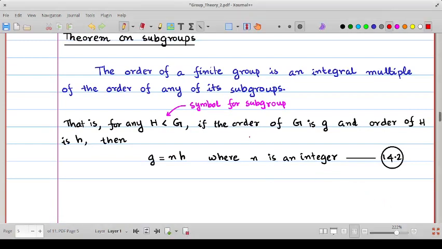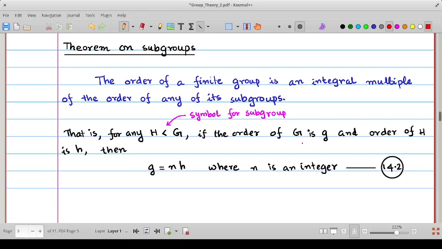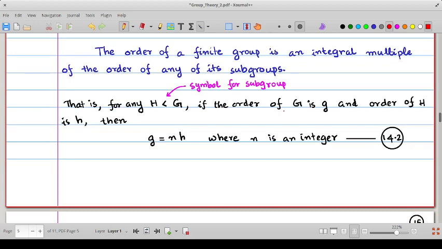We now discuss a theorem on subgroups, and this is called the Lagrange theorem. The Lagrange theorem on subgroups states that the order of a finite group is an integral multiple of the order of any of its subgroups.